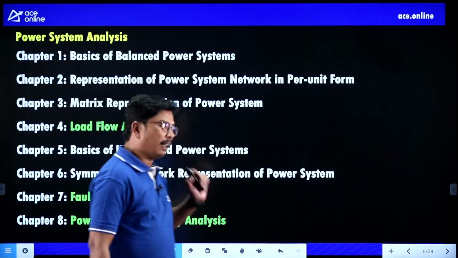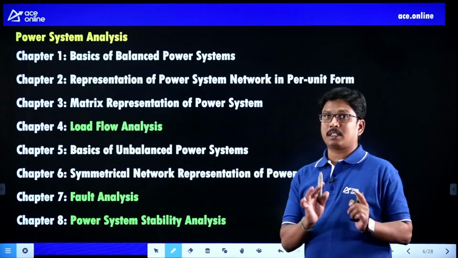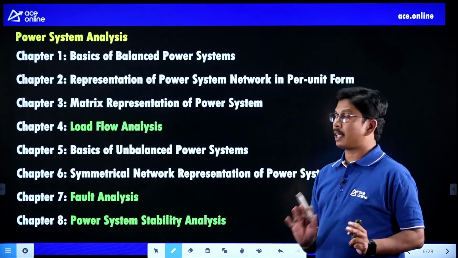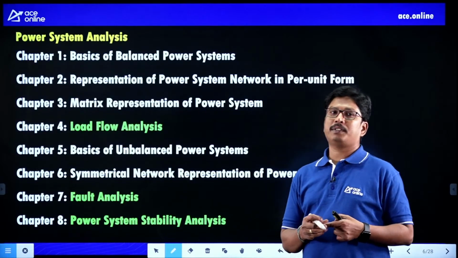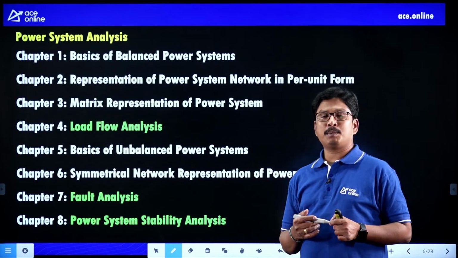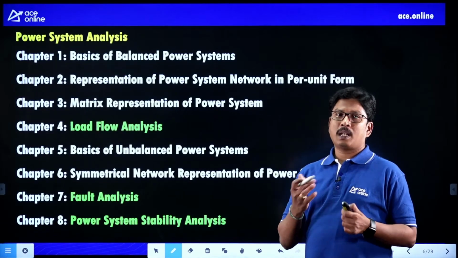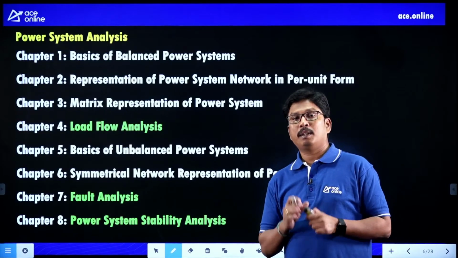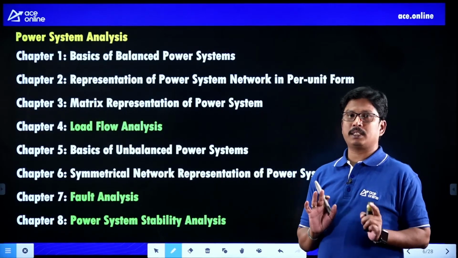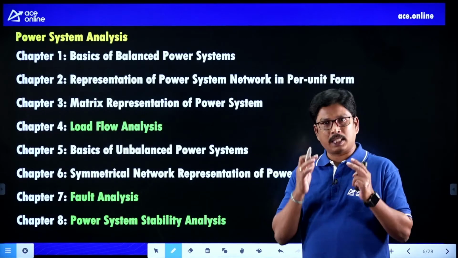Now, this is the syllabus of the power system. Not power system total, it is the syllabus of power system analysis, we can say. So first of all, we have to study the basics of balanced power systems. In the basics of balanced power systems, we have to study the basics of single phase power transmission and basics of balanced three phase power transmission system, right? So try to understand balanced three phase power system clearly.